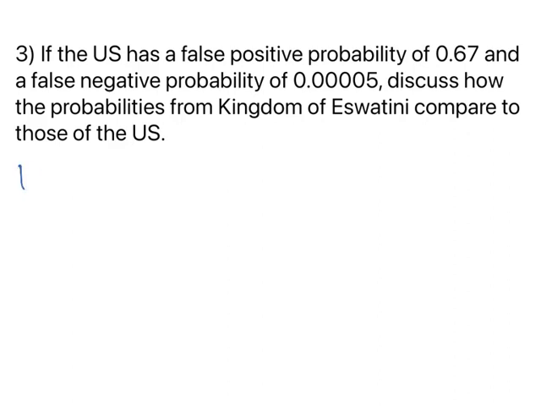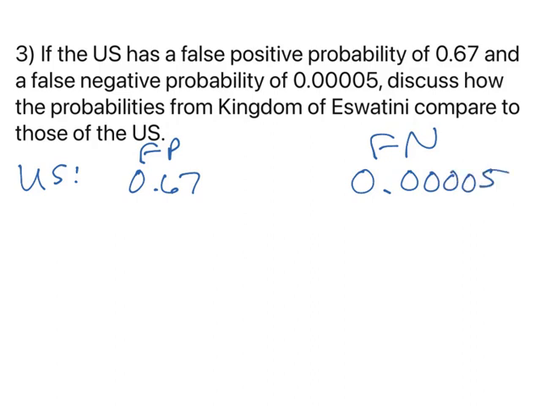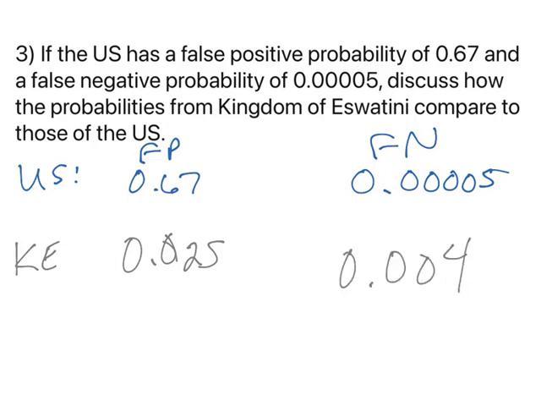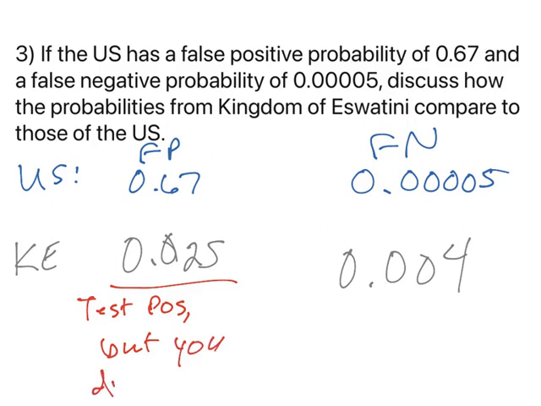If the U.S., okay, so now we're looking at the U.S., has a false positive probability of 0.67 and a false negative probability of 0.00005, discuss how the probabilities from Kingdom of Eswatini compared to those of the U.S. Okay, so we'll get these down here. We just found the false positive to be 0.025 and the false negative to be 0.004. And again, remember what false positive means. You test positive for the disease, but you don't have it.